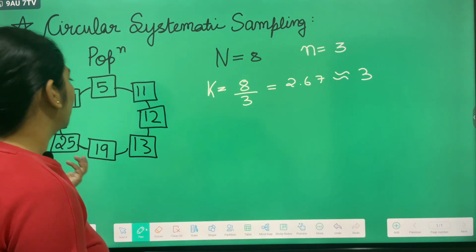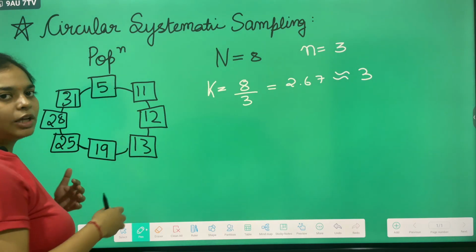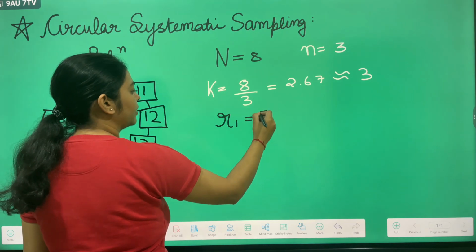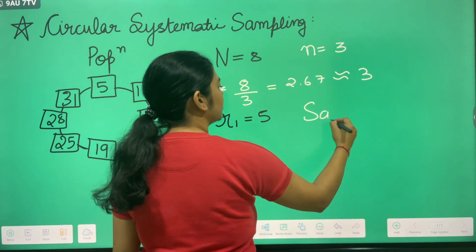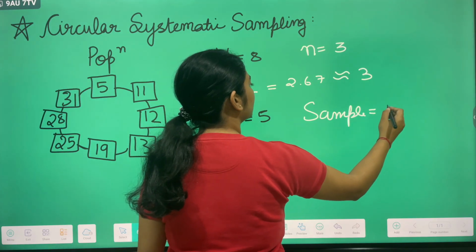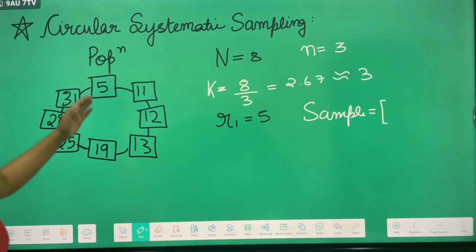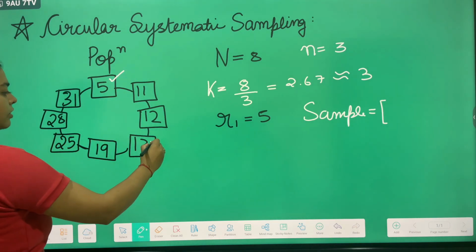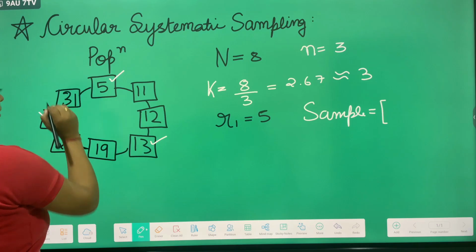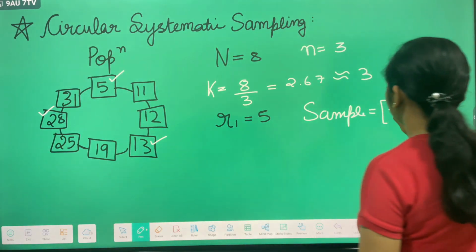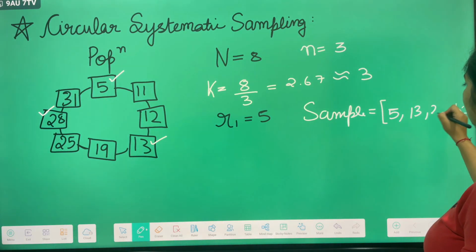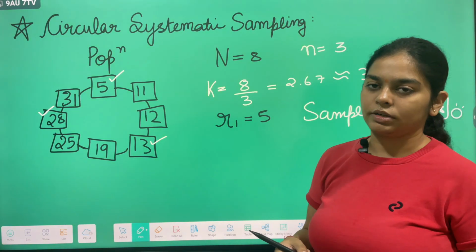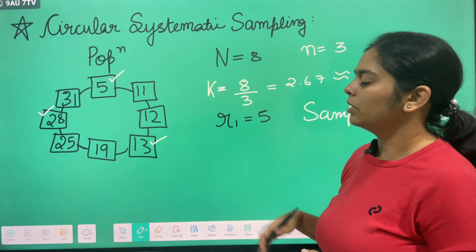Now the samples which we can draw. Suppose I'm starting from this. Randomly I'm selecting the first sample, R1 equals 5. So my sample would be of size 3 with a gap of 3. First one is 5, then the second one is 1, 2, 3, 13, then 1, 2, 3, 28. So our sample would be 5, 13, and 28. This was similar to linear systematic sampling, where the endpoint is 31 of the population. We have considered the sample within that.